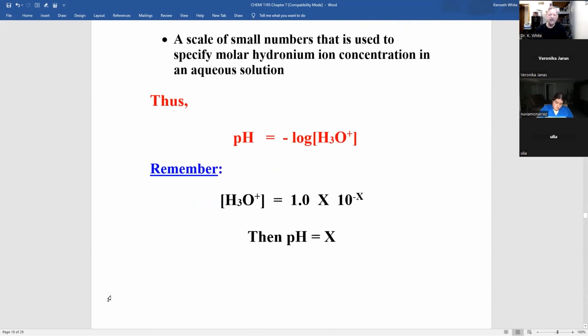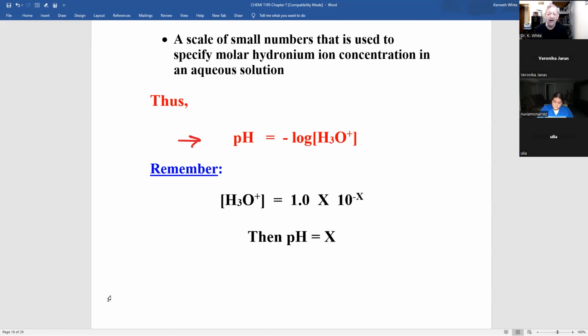By definition, pH equals minus the log of the hydronium ion concentration. Now, logarithm is what power of 10 would give you that number in the bracket. And this one is minus 1 times that number.